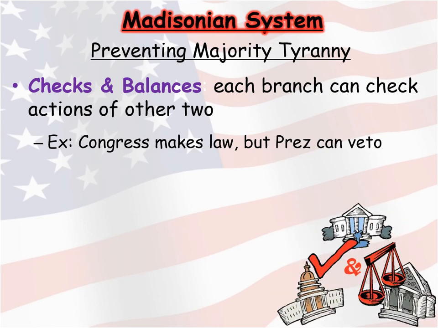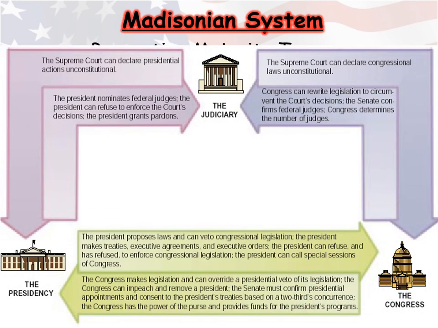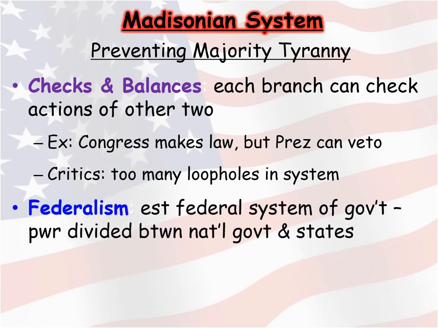Other ways to prevent majority tyranny is to have checks and balances, ensuring that each branch can check the actions of the other two, such as Congress making laws, but the president using a veto power. Here's a fabulous chart of those. We'll dive into that much more later. And you will in your Constitution packet as well. But critics say there's a lot of loopholes to that system.